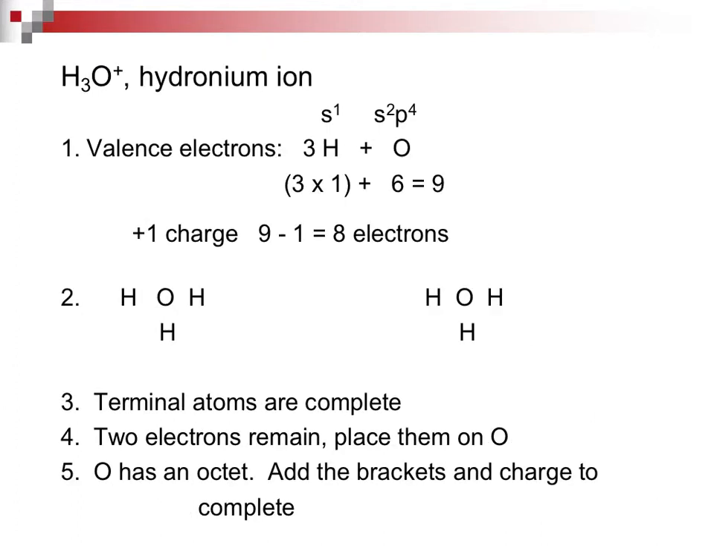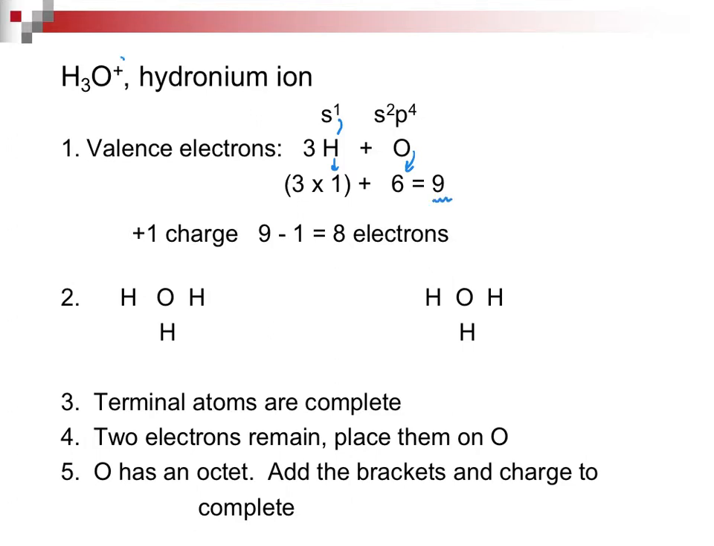So the first one we're going to do is the hydronium ion. What we're going to do is see how many electrons are on hydrogen. It's an S1 and there are 3. We're going to see how many valence electrons there are on oxygen. Here's oxygen, it's an S2P4 and there are 6. When we add 3 plus 6, we get the value 9.